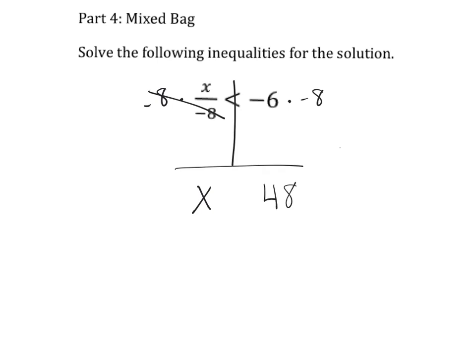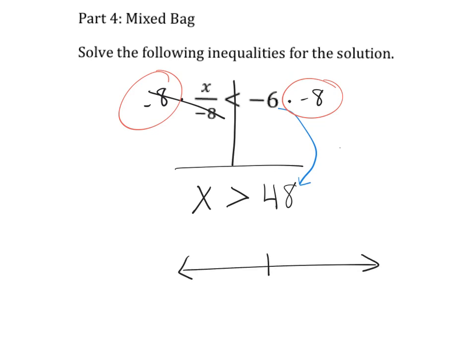And then we need to look if we need to flip. It was negative, it changed to a positive. And we also multiplied by a negative, so my sign needs to flip. Let's go ahead and graph this one as well. So put 48. This is also going to be an open circle, and it is going to greater numbers.